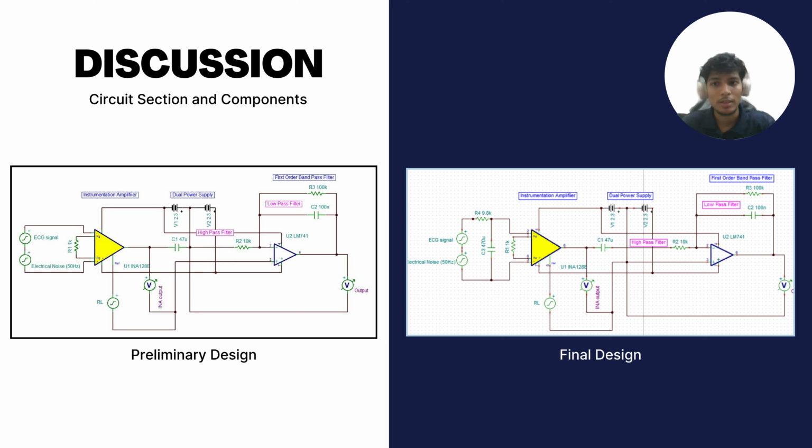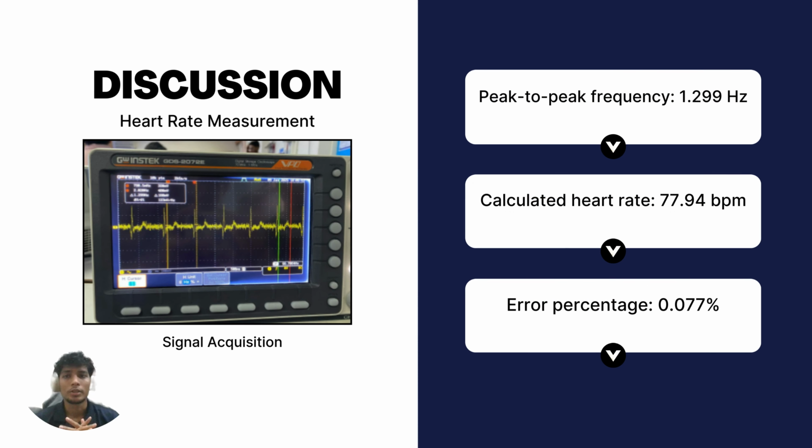In the final design, the signal is sent to the GUI, which is the oscilloscope, via the LM741, which is the op amp. And for the final design, we added another low pass filter to remove the extensive noise in the early stage. This eventually causes a clearer output display at the oscilloscope. Here, heart rate was calculated from the peak to peak frequency of 1.299 Hz, resulting in 77.94 beats per minute with an error margin of just 0.077%. So the system demonstrated exceptional accuracy of ECG signal acquisition.